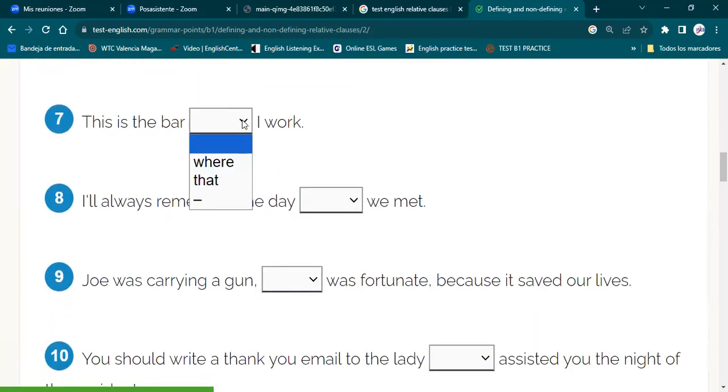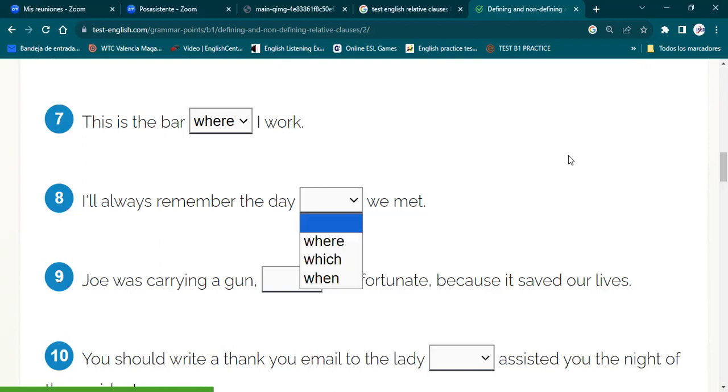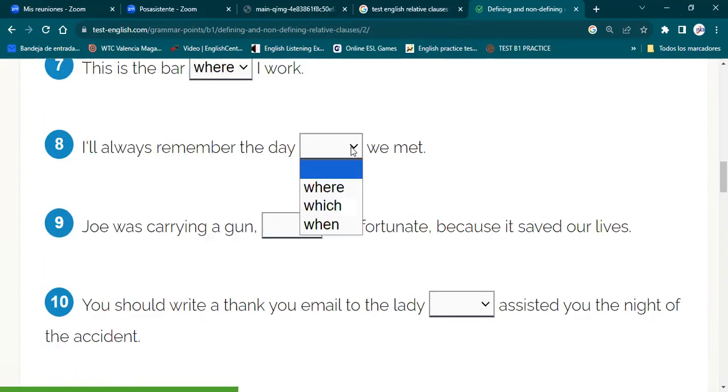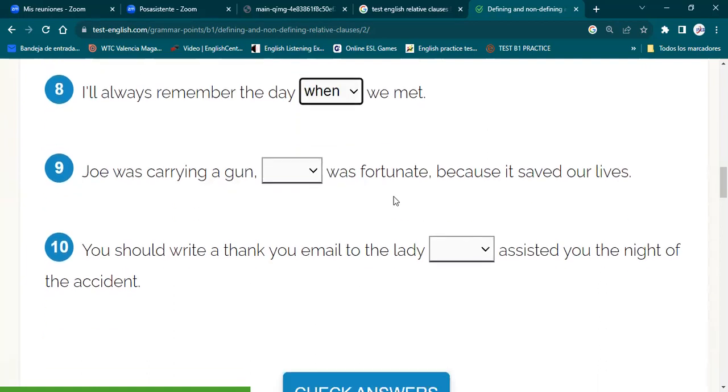Eduardo, this is the bar. I'm talking about the bar. Where I work. Maria, I will always remember the day we met. I'm talking about the day. When? When we met.